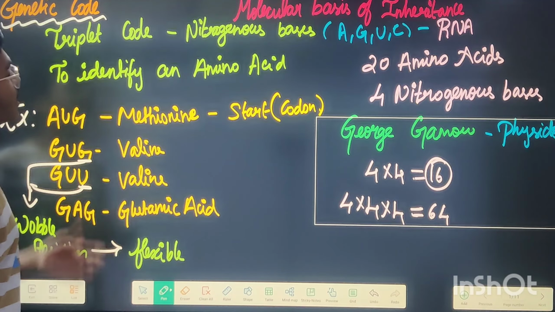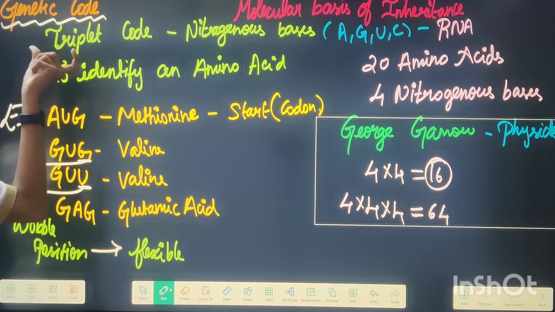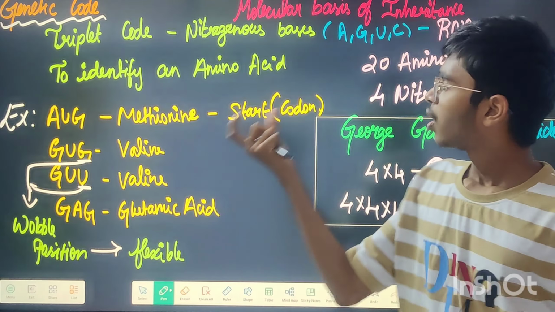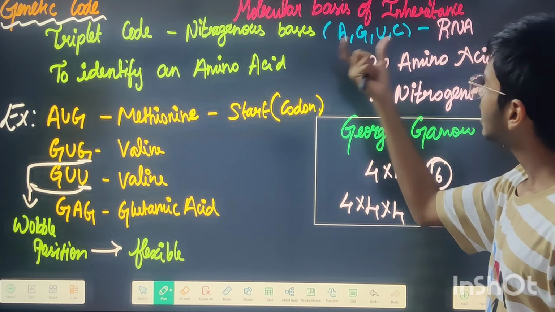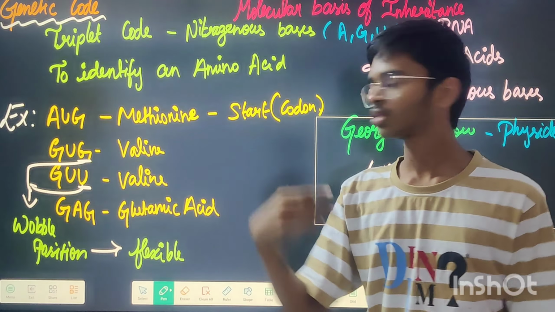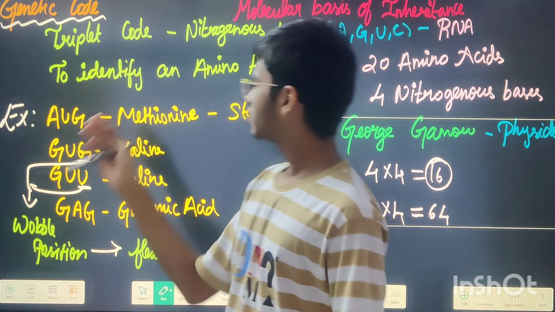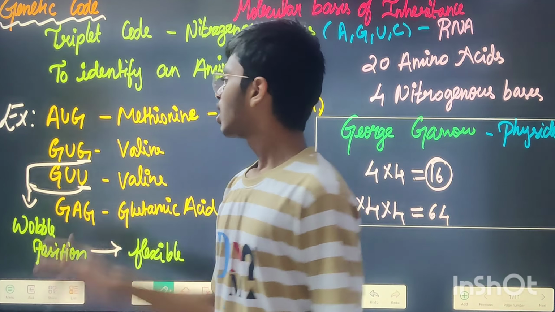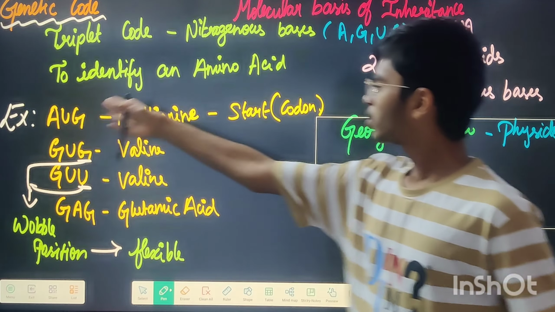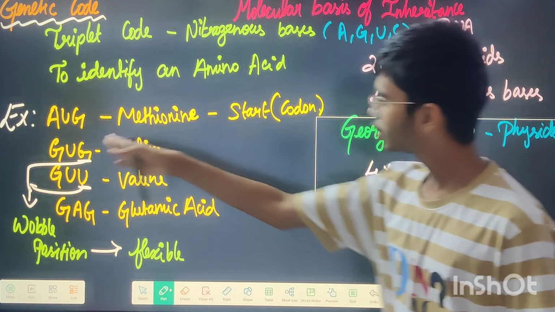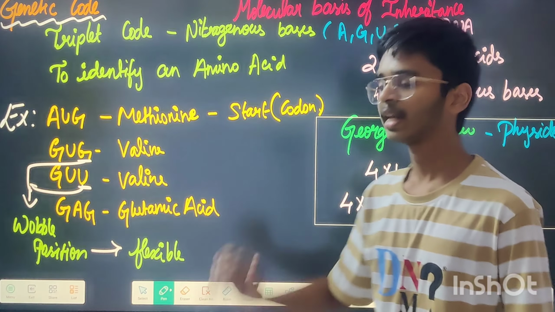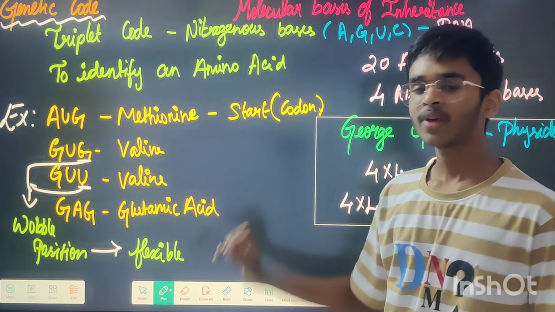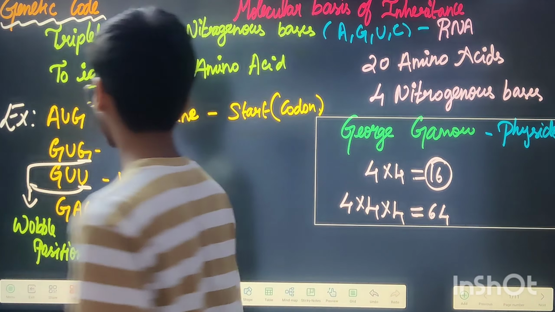It is a triplet code, that has three nitrogenous bases. That means, for example, one genetic code will have 3 different bases, or they can be the same bases also. Examples are AUG, GUG, GUU, GAG, like that. For example, AUG codes for methionine. GUG and GUU code for valine only. These two are coding for the same amino acid, which is valine, even though they are different.